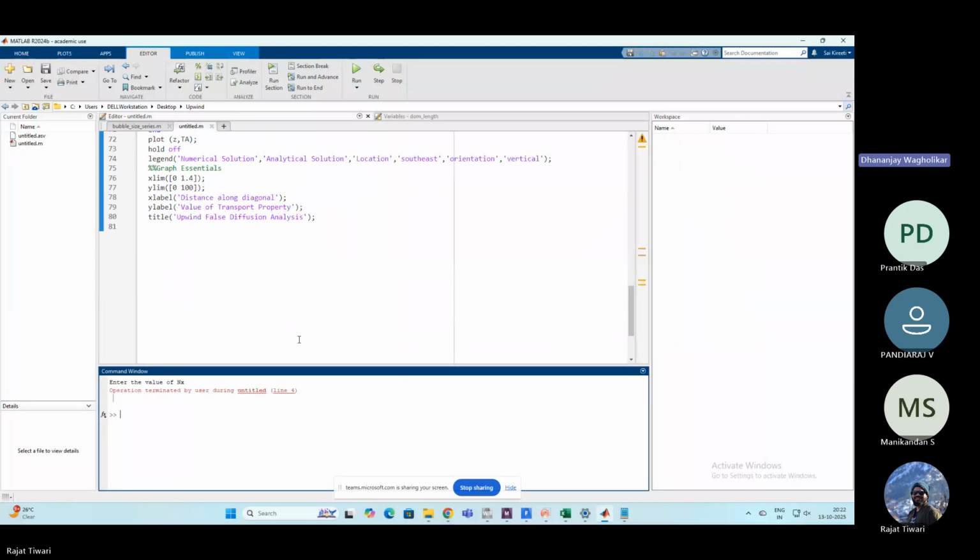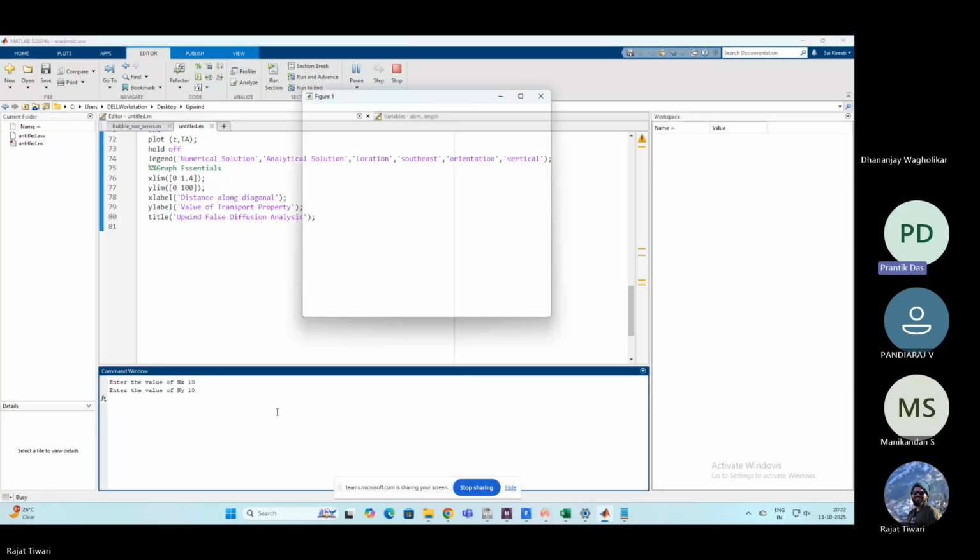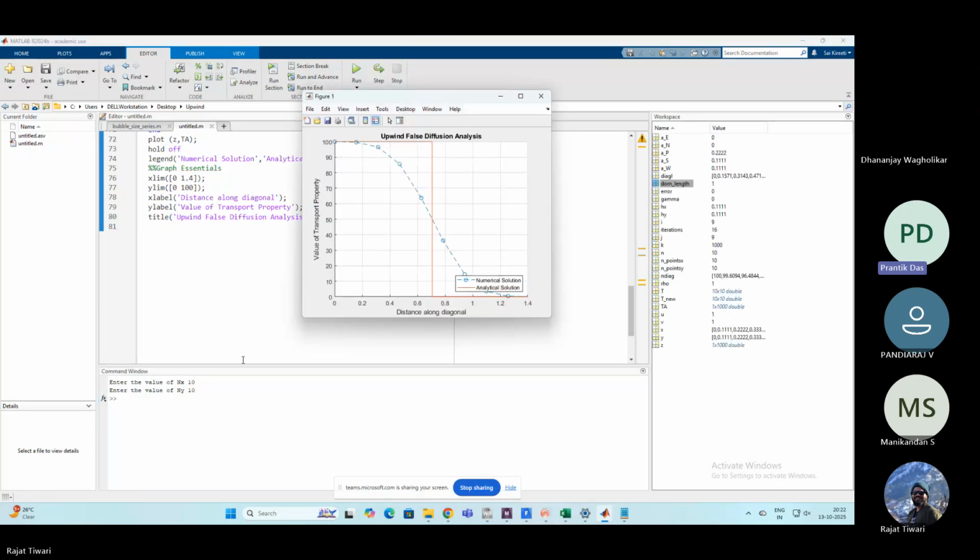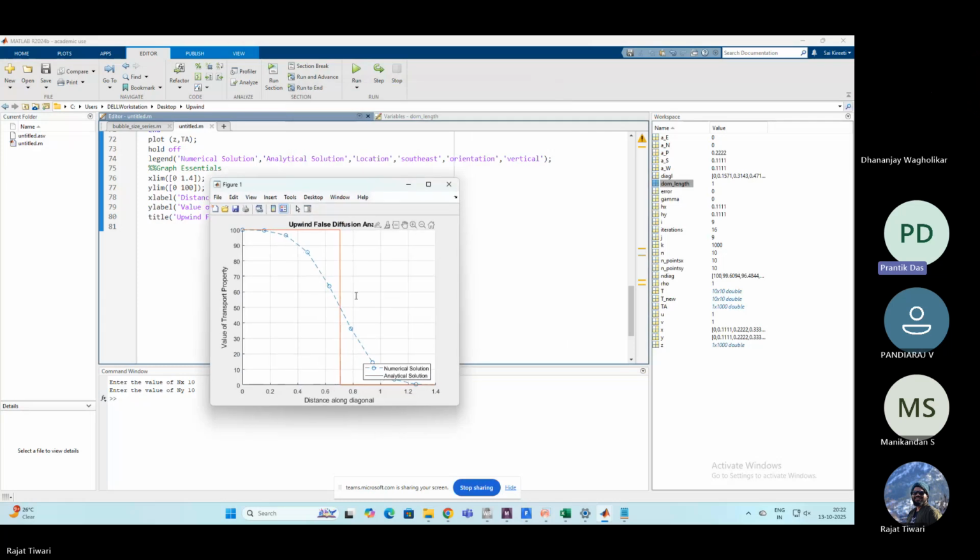Okay, so if I actually go for it, it is 10 cross 10. So you will see that you are getting a profile like this. This orange line is basically your analytical solution, and this blue line you are seeing is your numerical one. So you can see a distance from the analytical solution itself. Here you are seeing a gradient at the interface where the two diagonals are intersecting with each other.